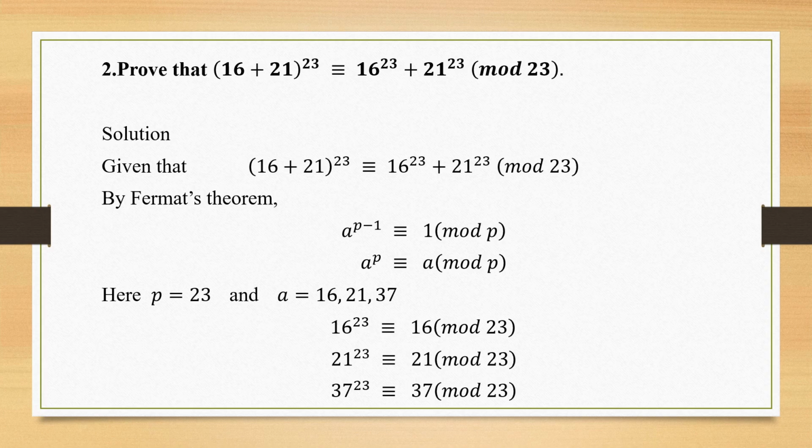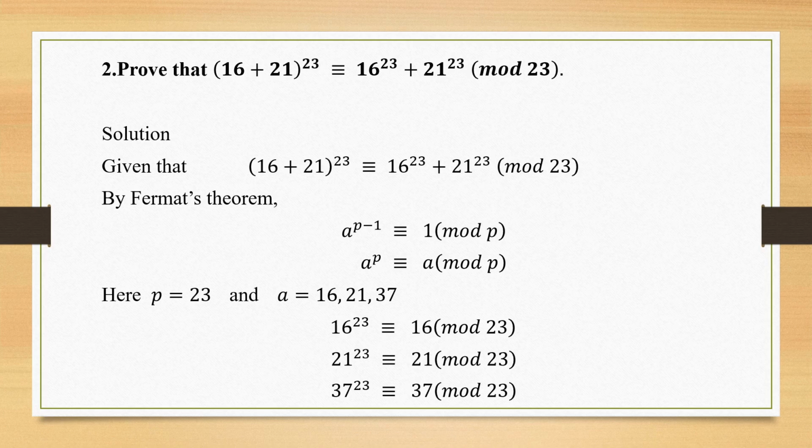Now I just have to compare this. So what is the value of P? P is 23. And what are the values of A? A is 16, 21 and 37. Now what do I do here? Now 16 raised to the power of 23 is congruent to 16 mod 23. And again 21 raised to the power of 23 is congruent to 21 mod 23.